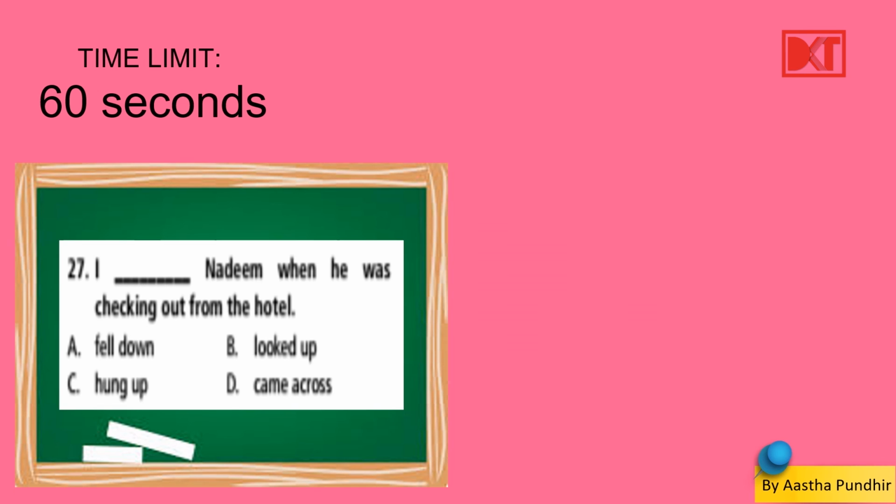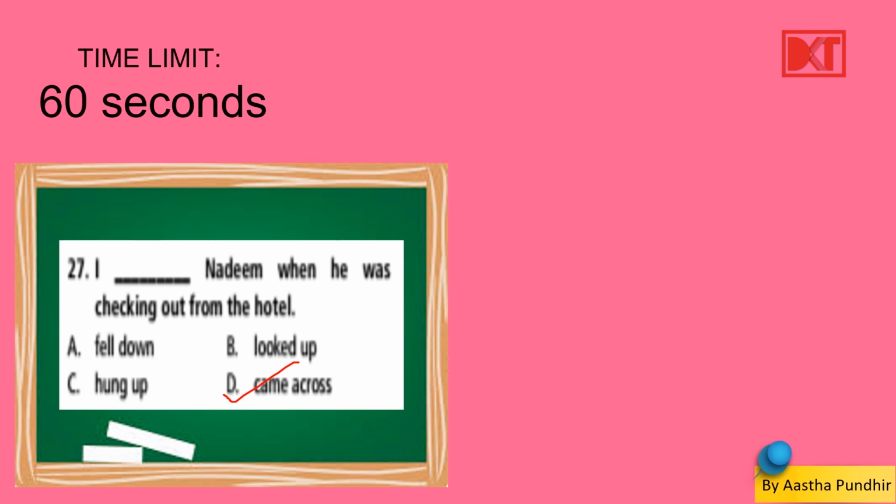Alright, now next, I dash Nadeem when he was checking out from the hotel. Fell down Nadeem, looked up Nadeem, hung up Nadeem, or came across Nadeem. So here the correct answer is D, came across Nadeem. What do we mean by coming across someone? It means that you suddenly found someone or you see someone who might be your friend or relative or anyone.